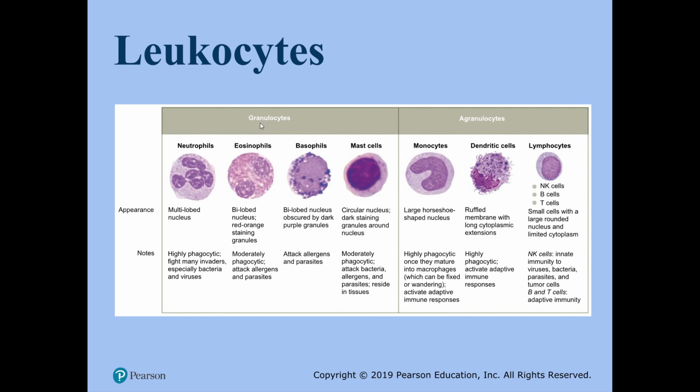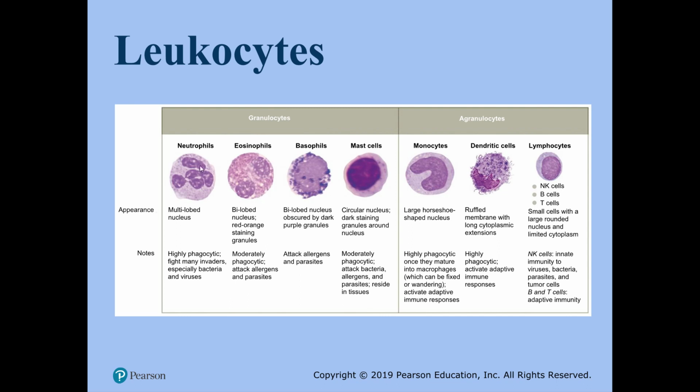I don't know what those granules are exactly, but I kind of picture the granules as being like the histamine that some of these leukocytes release. The basophils and the mast cells release histamine, which is part of the allergy system. And so I just think if it's a granulocyte, then it releases those little histamine granules. That's how I remember it.